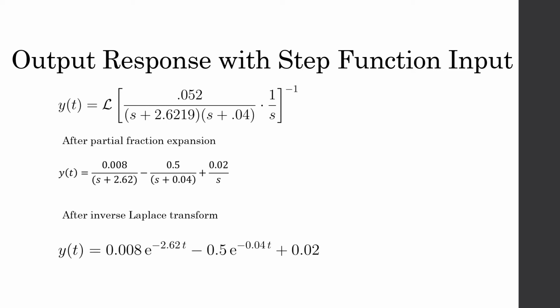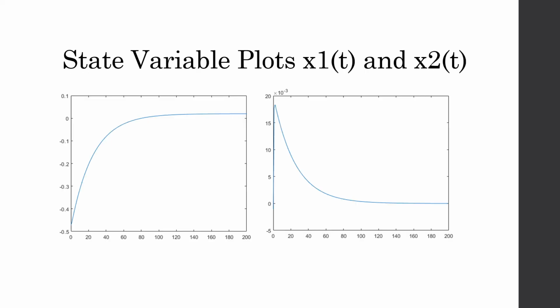The output response with the step function input can be calculated by taking the transfer function and multiplying it by the step function input, 1 over s. After this multiplication is done, you take the partial fraction expansion, and after this expansion you take the inverse Laplace transform to get the output response, y of t, within the time domain. These graphs represent the state variable plots x1 and x2 given a unit step input. x1 is the graph on the left, and x2 is the graph on the right.